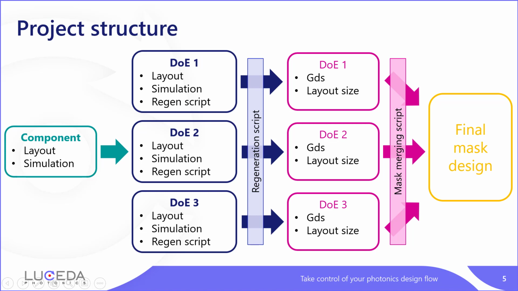In between is this regeneration script, which the team leader will be running to obtain the final GDS of each DOE design. We will mention later that it will also generate an information text file containing the layout size, which is used to instruct us how to move around the GDS blocks of each DOE relative to the other blocks. And finally, we have this mask merging script that we put into this training material to assemble the mask in a semi-automatic way.